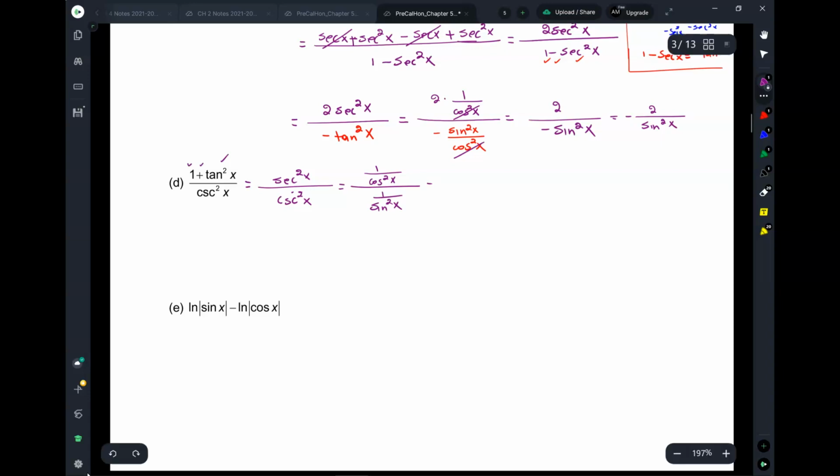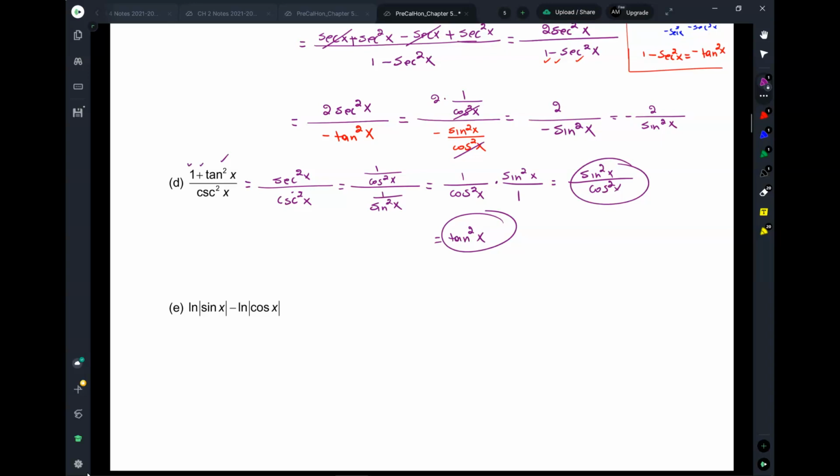But I can say that's the first fraction times the reciprocal of the second fraction. And what's sine squared over cosine squared? Tangent squared. So that one, you can leave it as sine squared x over cosine squared x, or you can write tangent squared, and I'm fine with both.